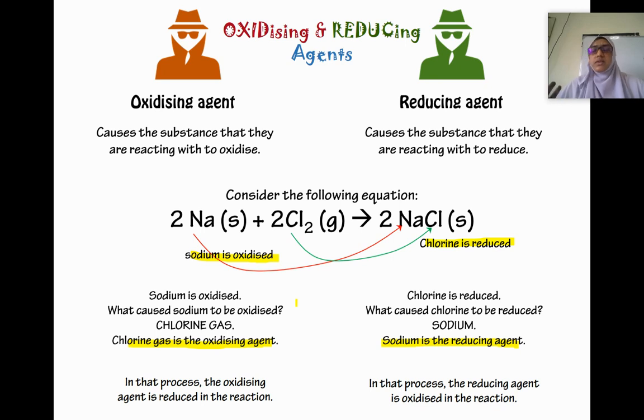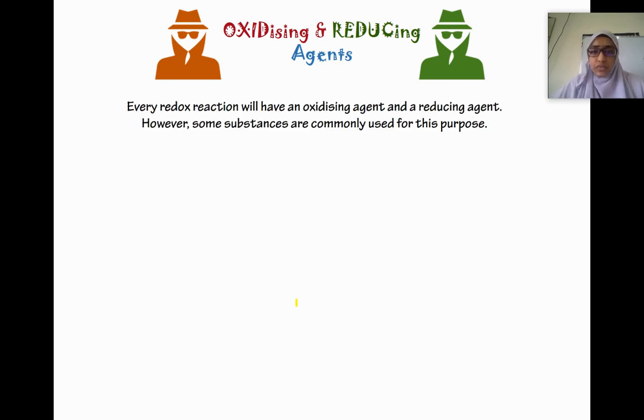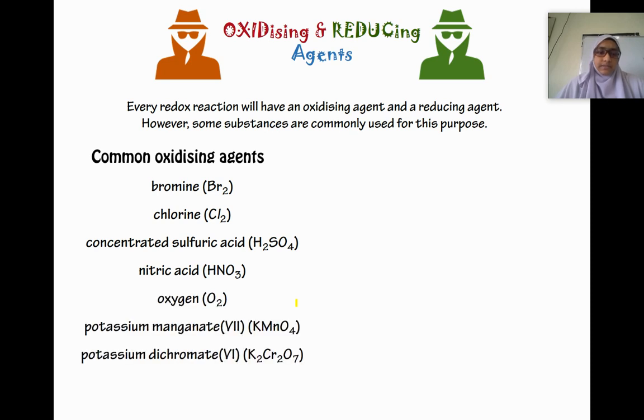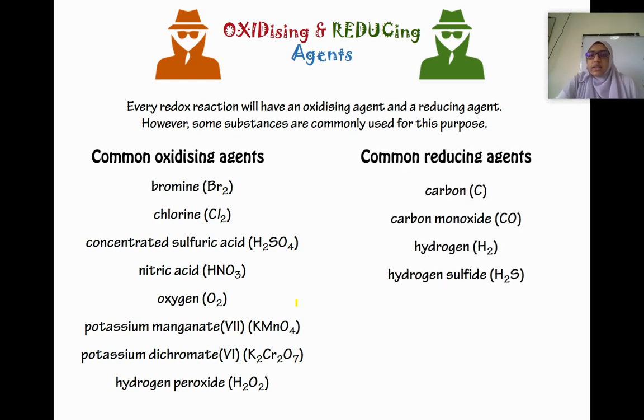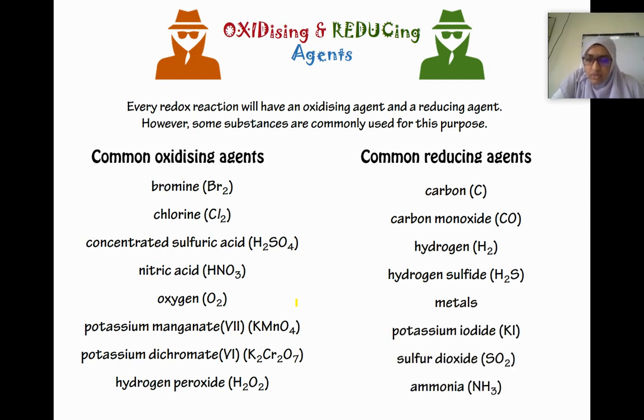However, there are some common oxidizing and reducing agents that we always will use. Okay, so this will always appear in your work also, so you can take note of that. So the common oxidizing agents are all these: bromine, chlorine, concentrated sulfuric acid, not dilute, concentrated sulfuric acid, nitric acid, oxygen, potassium manganate, potassium dichromate, and hydrogen peroxide. All right, common reducing agents will be carbon, carbon monoxide, hydrogen, hydrogen sulfide, metals, potassium iodide, sulfur dioxide. Any more? Yes, ammonia.